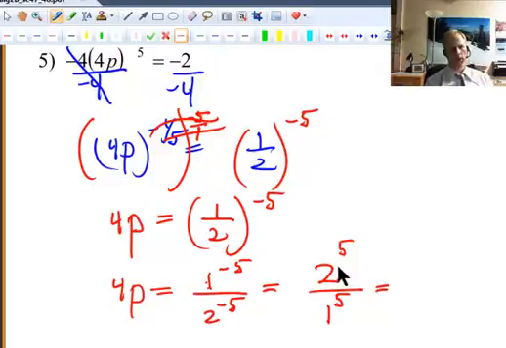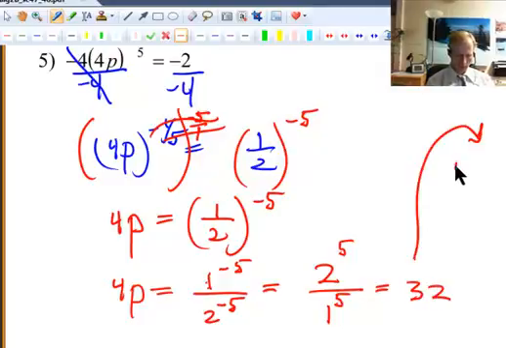2 to the 5th is 5 2's multiplied together, and that is 32. So now I have 4p equal to 32. Then I just divide by 4, and I get my solution of p equals 8.